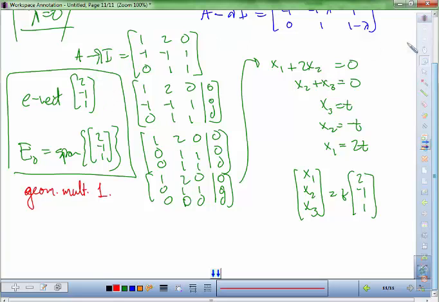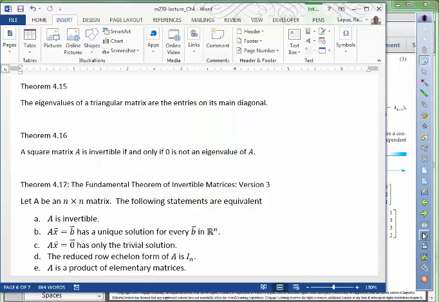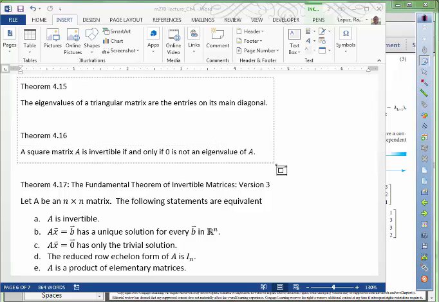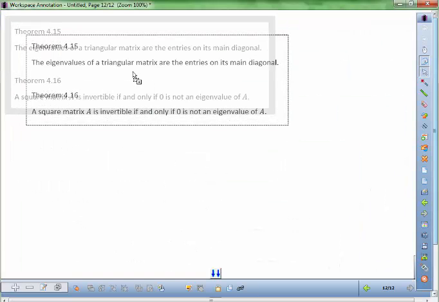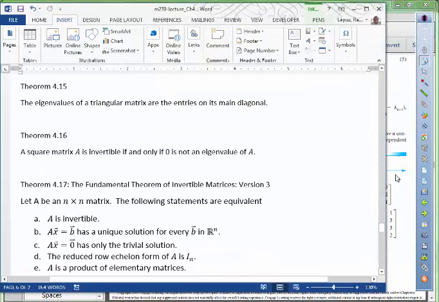All right. Let me put up a handful of theorems from this section. The eigenvalues of a triangular matrix are the entries on its main diagonal. That's because if we find the determinant of this, you can work it out. A square matrix is invertible if and only if 0 is not an eigenvalue. Oh, that must mean the matrix we worked with was not invertible. That's why those weird things happen.